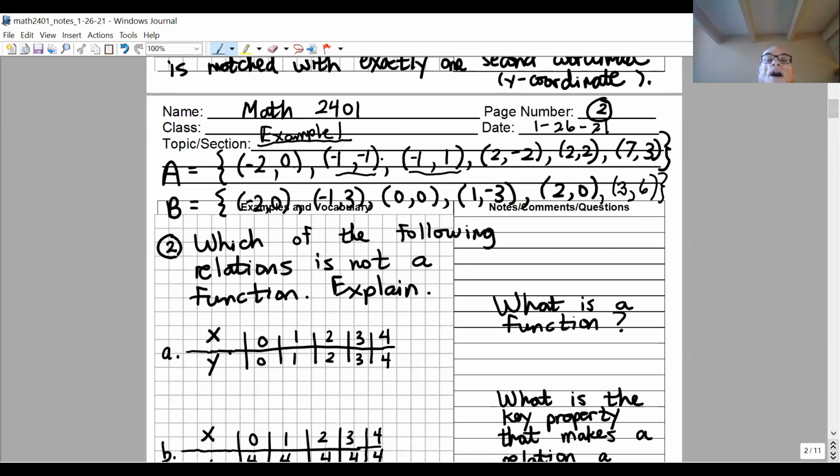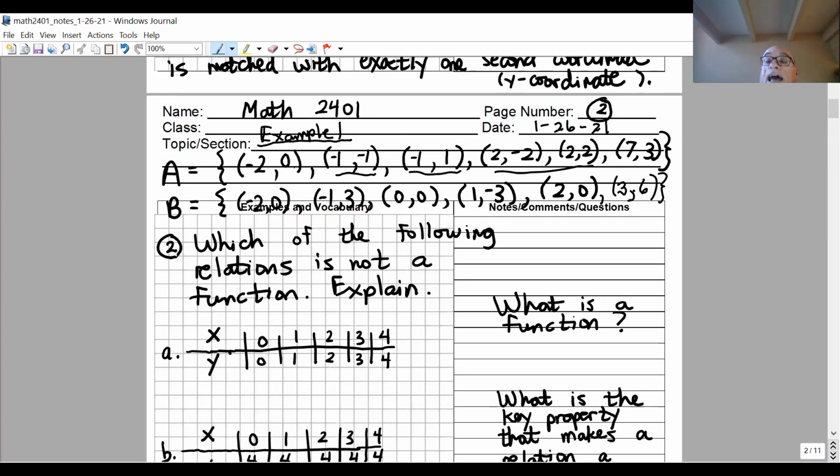Right. So the same x coordinate, minus 1, is matched with two different y coordinates. So you cannot have that in a function. Actually, the same thing happens for 2. The x coordinate 2 is matched with two different y coordinates. So you cannot have that in a function.